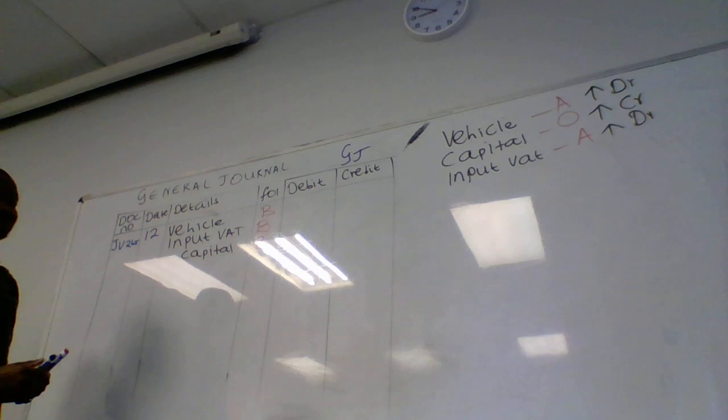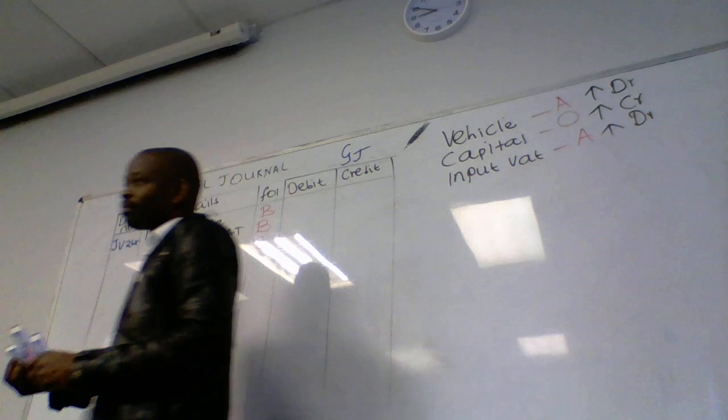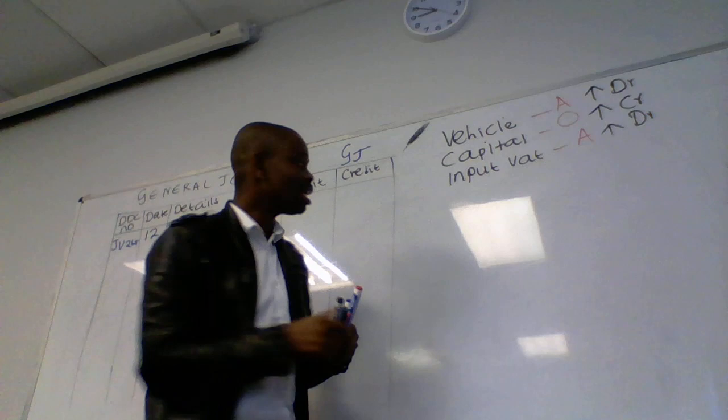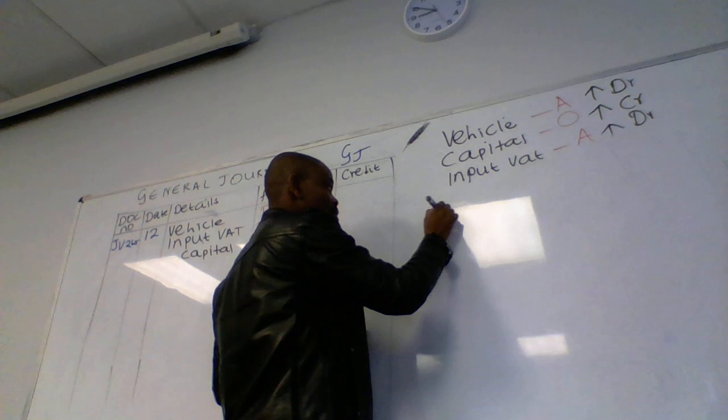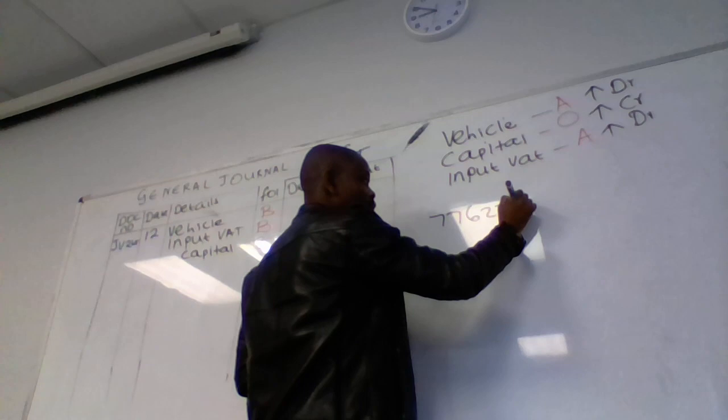Now, the only thing that I'm left with here is to record the amount. What is the amount for the contribution? Give me the amount there. The amount given to you: 7,622.50. This is the amount of the contribution. Can you all see that?